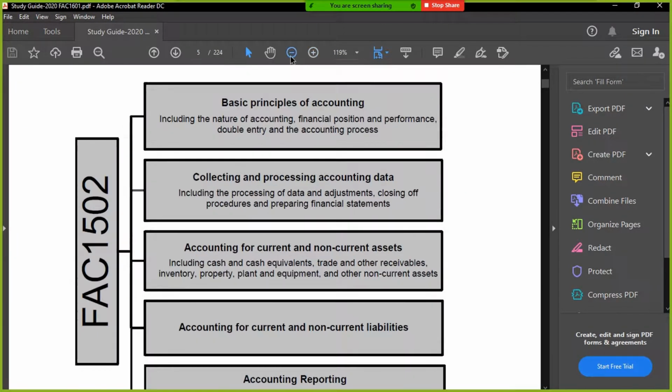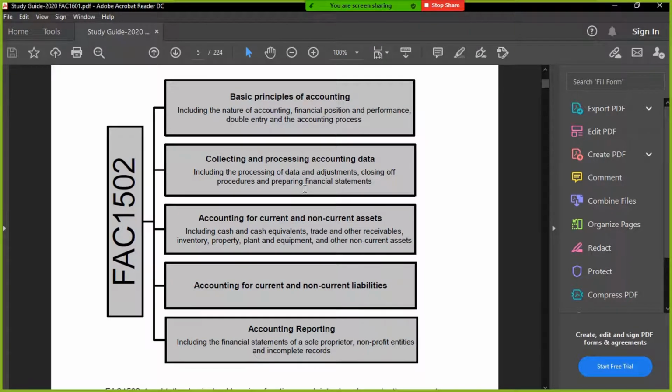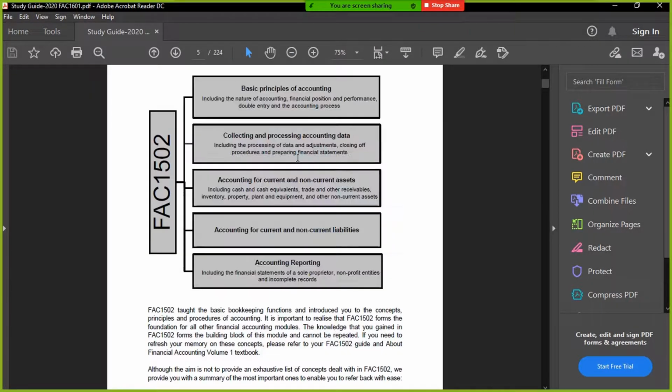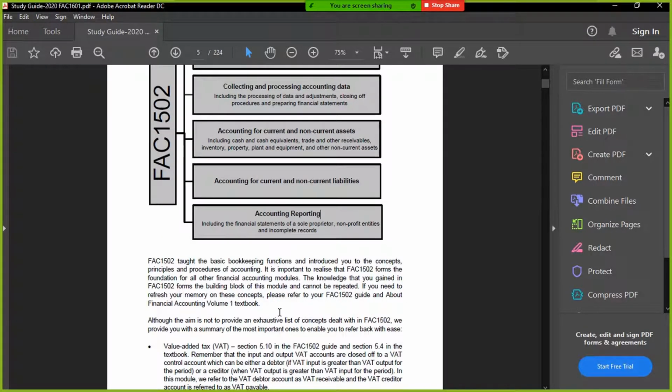Okay, yeah, see, here they're even telling you how important FAC1502 is. Have a look at that. All right, there's a little note. Basic principles, collecting and processing accounting information, knowing the difference between current assets and non-current assets, current liabilities, non-current liabilities, and then important, the reporting. All right, so this is just Eunice's note telling you how important FAC1502 is, because you need 1502 to do 1601. A lot of those concepts are covered later on.